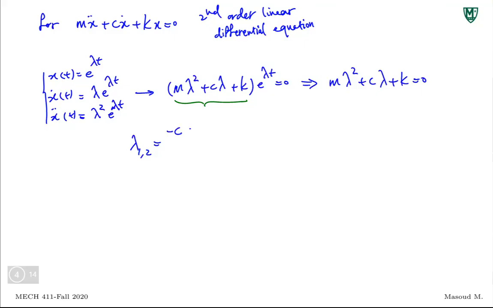Minus c plus minus square root of c squared minus 4mk divided by 2m. Remember from solving a typical equation when we had ax squared plus bx plus c, we said we had minus b plus minus the square root of b squared minus 4ac divided by 2a. So this is just the same form of equation we had, and we get two roots. This plus minus, plus gives us one root, minus gives us another, so two roots.